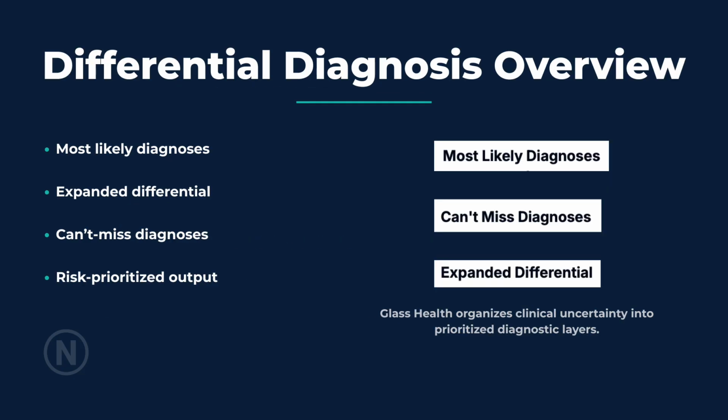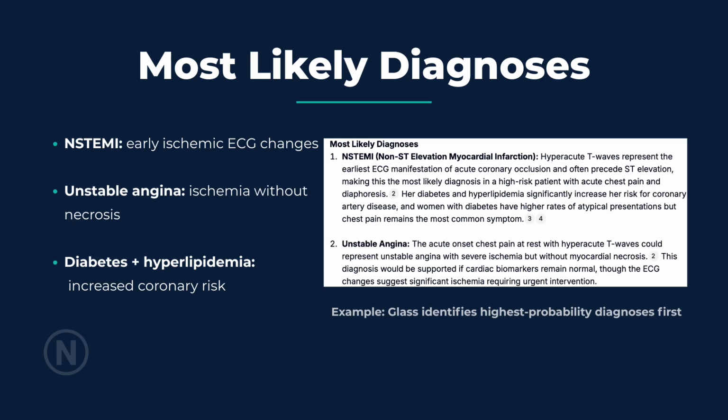Glass Health organizes the differential diagnosis into 3 layers. First, the most likely diagnoses. Second, an expanded differential. And third, the can't-miss, high-risk conditions. This structure balances probability with clinical risk. In this case, Glass Health prioritizes non-ST elevation myocardial infarction, an NSTEMI, based on the hyperacute T waves and the patient's high-risk history. Unstable angina is also included, capturing ischemia without biomarker elevation.